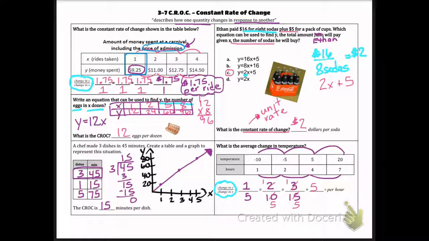And that's it for Unit 3, Lesson 7. You now know how to find constant rate of change.